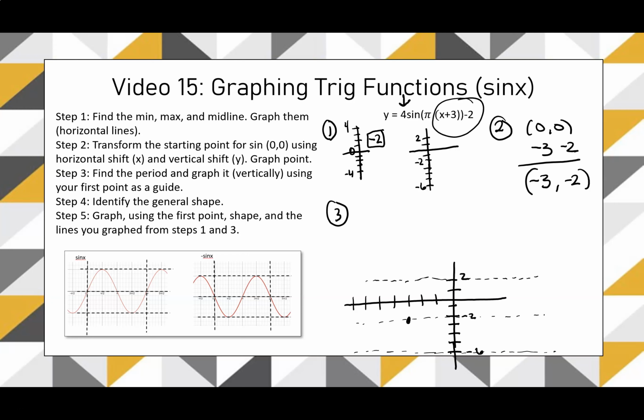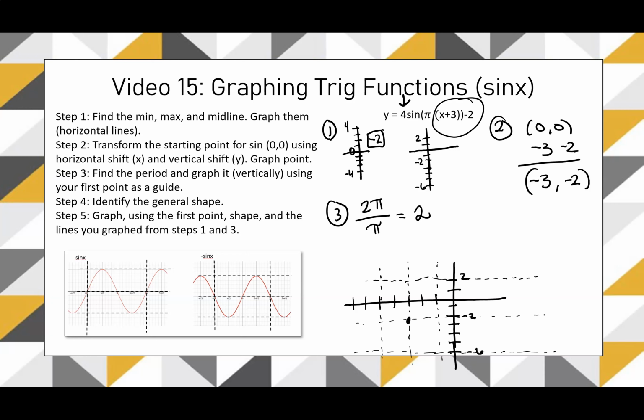Step 3 says to find the period. That's going to be 2 pi divided by whatever my b is right there. So that's 2 pi over pi gives me a period of 2. So I'm just going to go right through my center point and do every 2. And that's kind of why I spaced my points out a little bit more than the last problem. All right, there we go. We've got plenty of periods there.